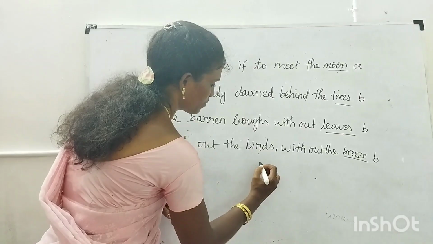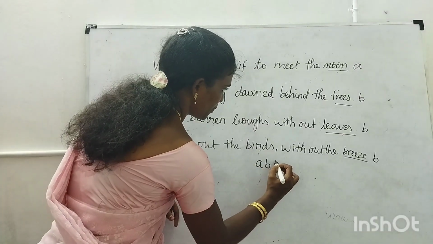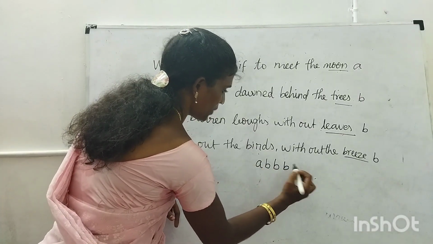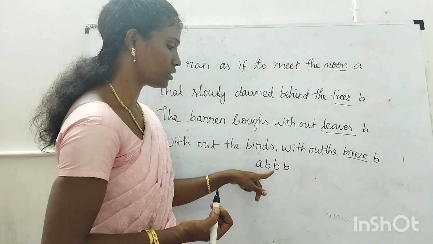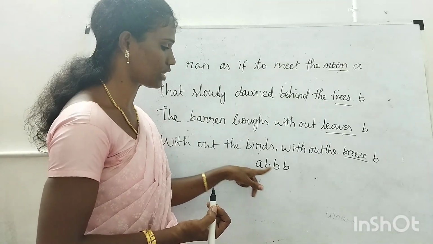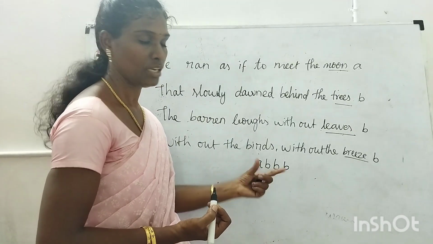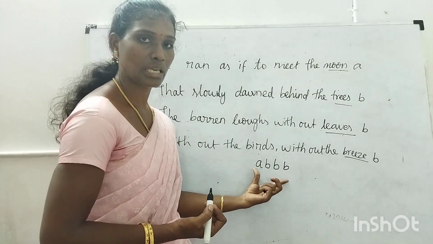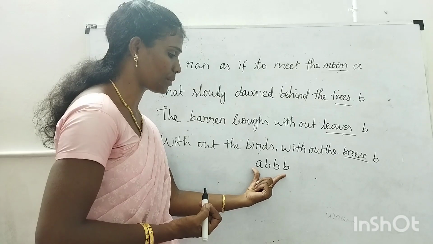So hence we have given the names here. Take and write A, B, B, B. There is no comma, no full stop, no colon. Just write it together. A, B, B, B. This is the rhyming scheme. Don't get confused. This is the rhyming scheme.